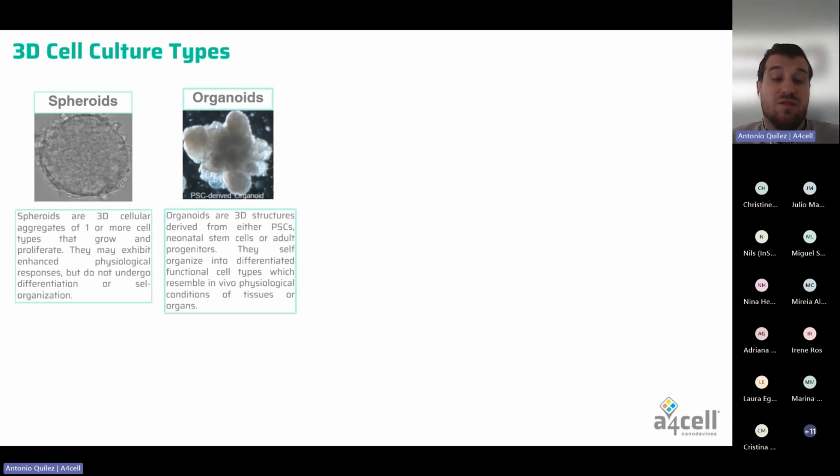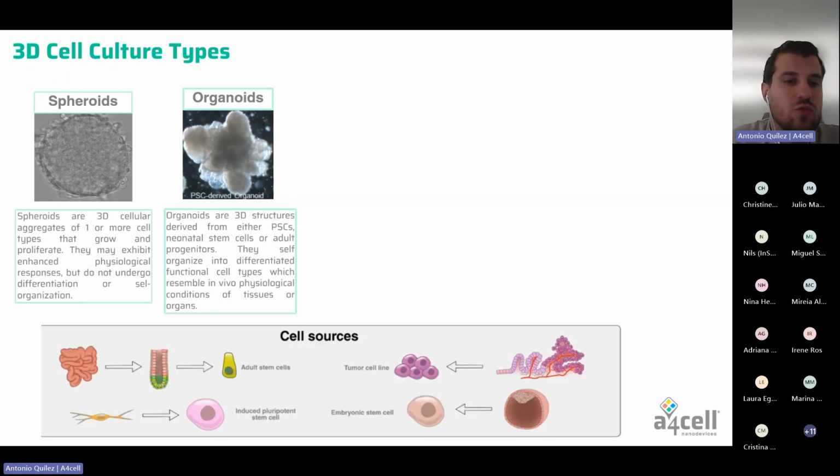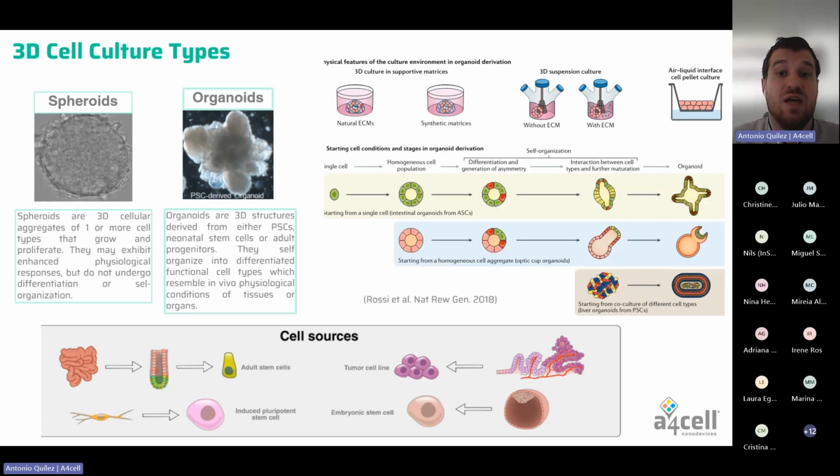And there are different sources to obtain these kind of cells. We can get them from adult stem cells, induce them from pluripotent stem cells, also grow them from tumor cell lines or even embryonic cell types. And then once we have this cell source, it's a matter of finding the right conditions to help them to grow into the appropriate model.